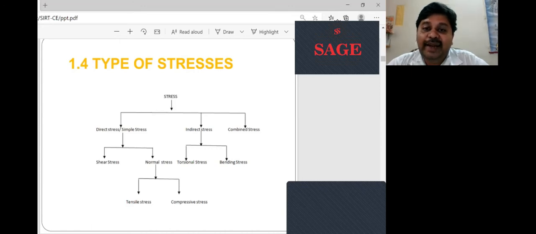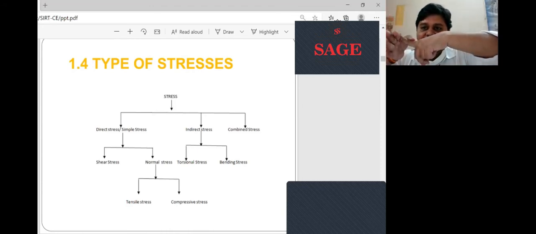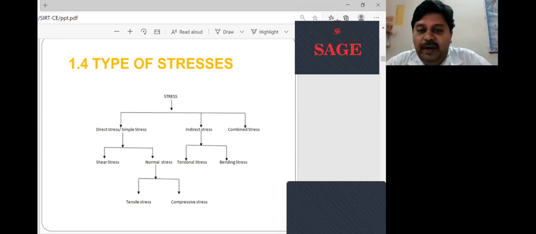When we talk about indirect stress, we apply loads at some point and stresses are generated at some other point. That means torsional and bending. First, we understand the difference between torsion and bending. When we apply a couple of forces in this way, this is torsion. And bending is this. So bending and torsion stresses are indirect stresses.